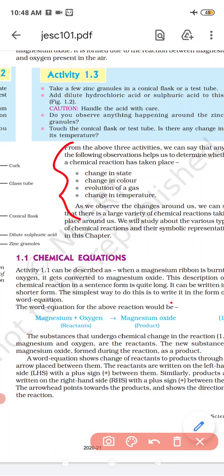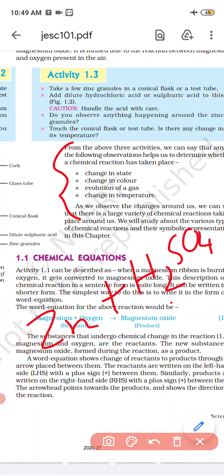Just now, when I told you that zinc granules react with sulfuric acid, then you will get zinc sulfate, ZnSO4, plus hydrogen gas. So this chemical reaction is represented with an equation. This equation is known as a chemical equation.